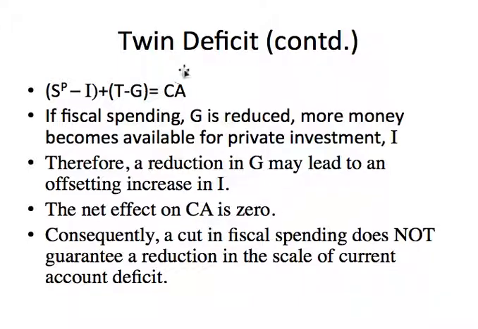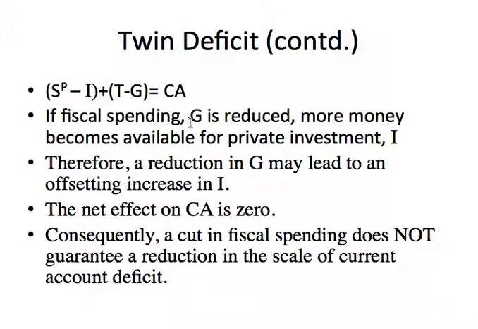So essentially, if G goes down by $500, investment is going to go up by $500, and they will cancel each other out, and as a result, the left-hand side will just remain the same as the right-hand side. So there's not going to be any effect of a fiscal spending cut on the current account deficit.